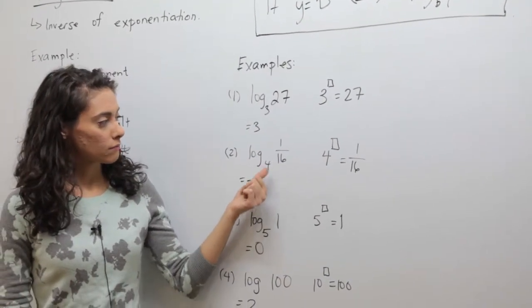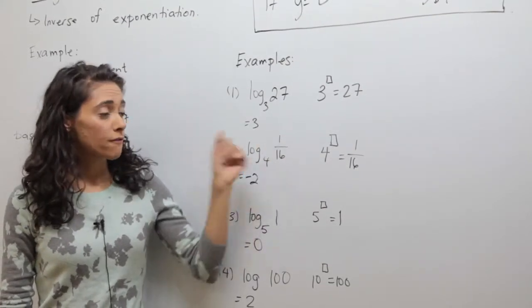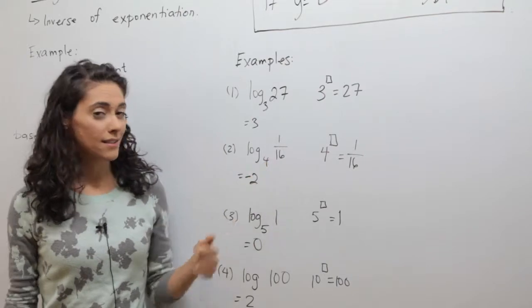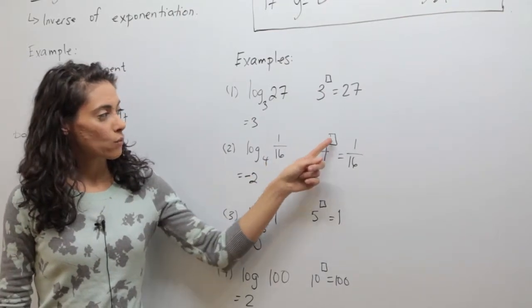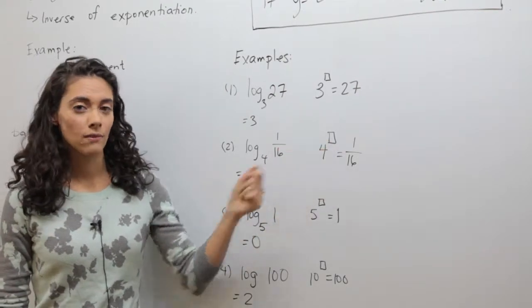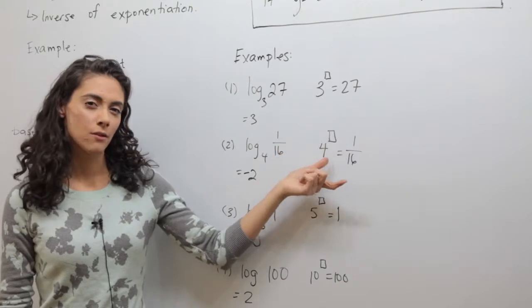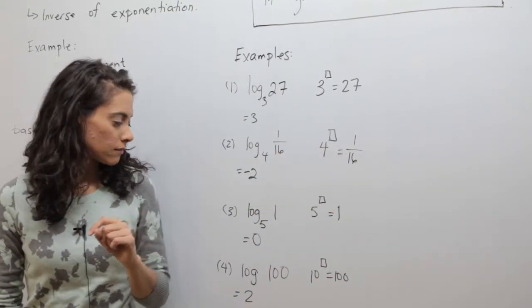Log base 4 of 1 over 16. Notice I went from a whole number to a small fraction. That tells me that my result is negative. 4 raised to what exponent is 1 over 16? 4 raised to negative 2. I know that 4 squared is 16. Therefore, 4 to the negative 2 is the reciprocal, 1 over 16.